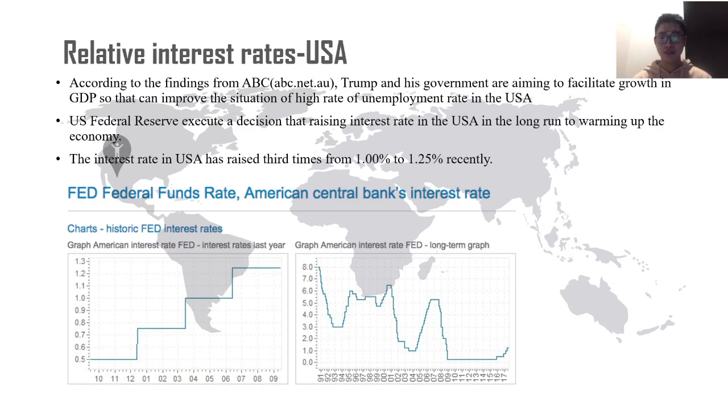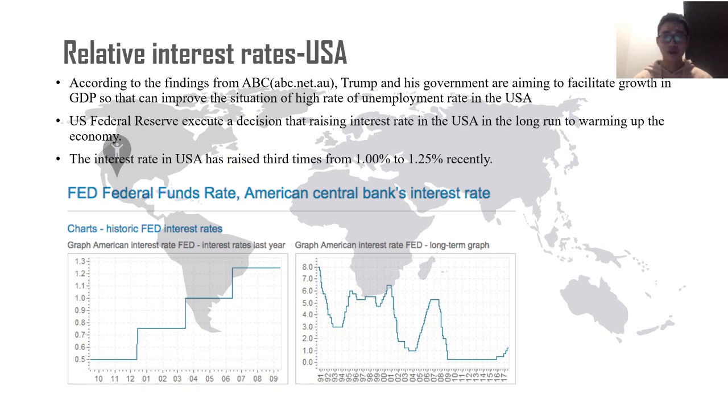According to ABC News, the U.S. Federal Reserve raised the interest rate three times in 6 months. The U.S. interest rate has increased from 1% to 1.25% in the short term, and the U.S. Federal Reserve will make an interest rate increase, with its bond holdings reduced later this year.